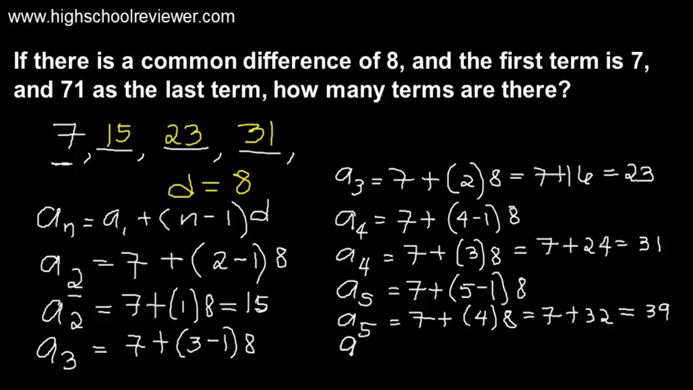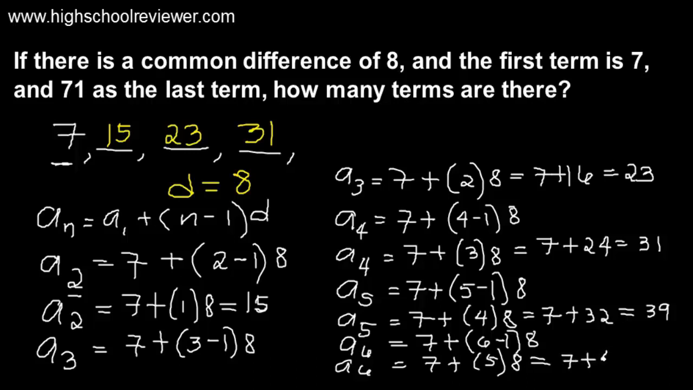Now for our a sub 6. Our a sub 6, again, a sub 1 is 7 plus our n here is 6 minus 1 multiplied by 8. So our a sub 6 is equal to 7 plus 6 minus 1 is 5 times 8. So this will be equal to 7 plus 5 times 8 is 40. So this will be 47.